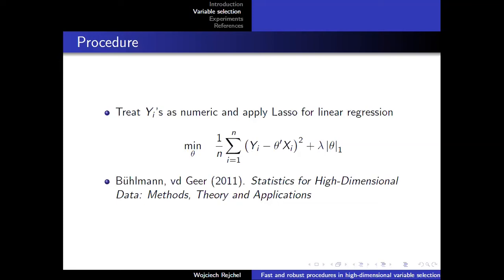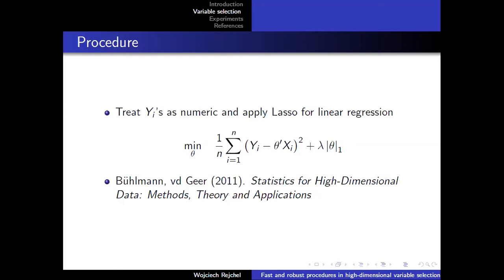But in fact, this procedure comes, I think, from Fisher, from many years ago. Of course, he didn't work in the high-dimensional case. He didn't consider the Lasso penalty, but his linear discriminant analysis was just about that: putting 0, 1 labels instead of response variables and using the ordinary least squares estimator.